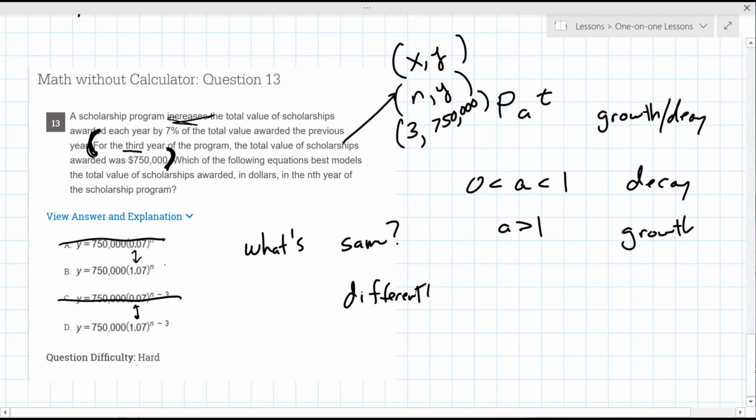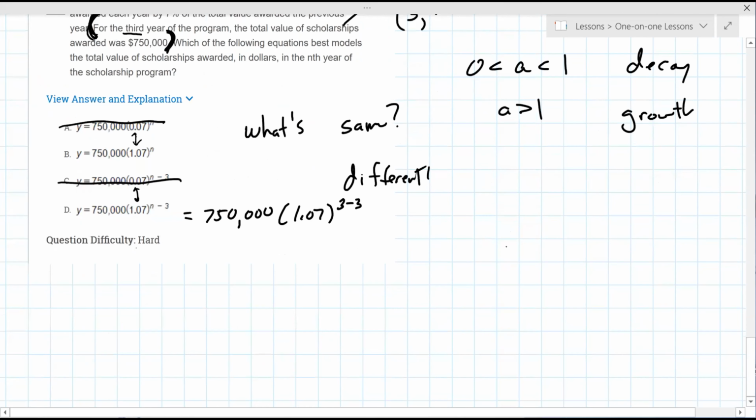You do not have a calculator, so it'd be pretty hard to put n equals 3 in there. But this one you can. Here it's 750,000 times 1.07 to the 3 minus 3 power. What is any number to the 0 power? One. So this is 750,000 times one.